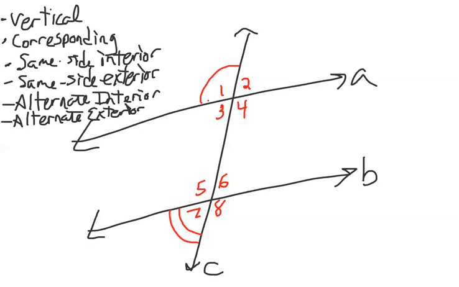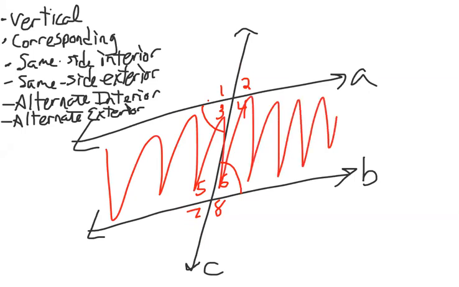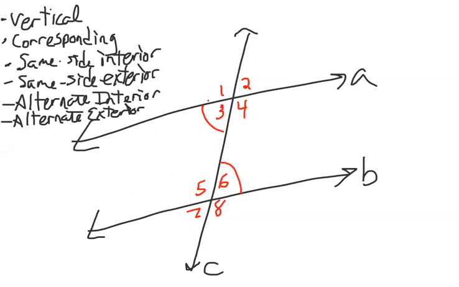And now for alternate interior, alternate just means one's on one side, one's on the other. So I'm still looking at my transversal line C. And if I want alternate interior, I'm going to simply do something like that. So I have one on the left, one on the right. And then if I want interior, I just know I need to pick angles that are inside here like that, which 3 and 6 are. They're not the only pair. There's other ones, but that's just one example.